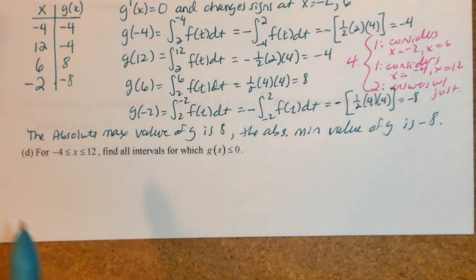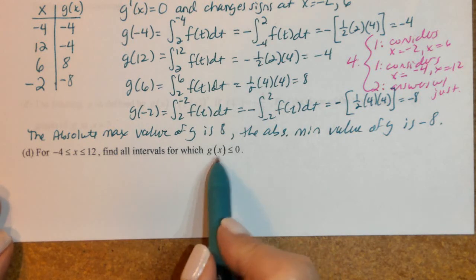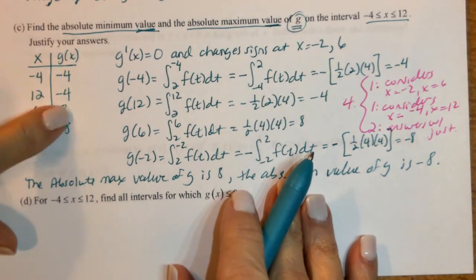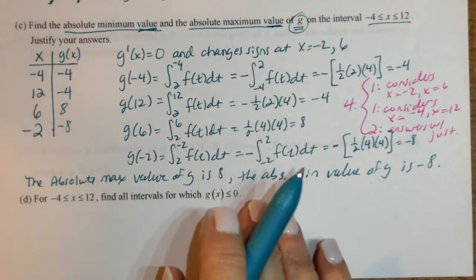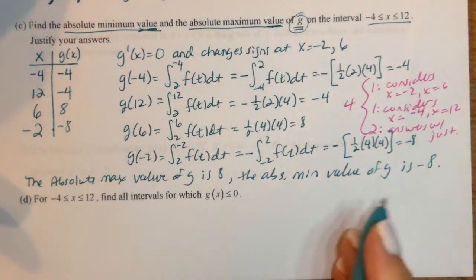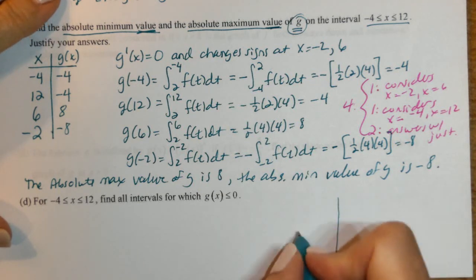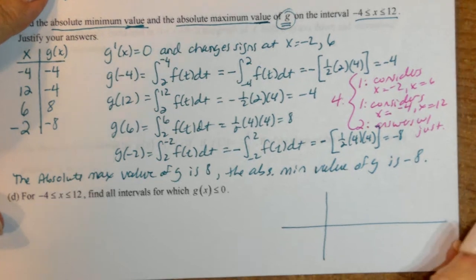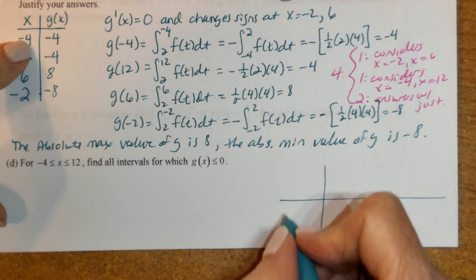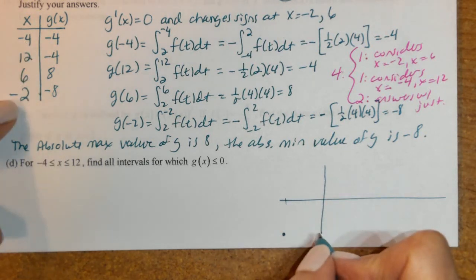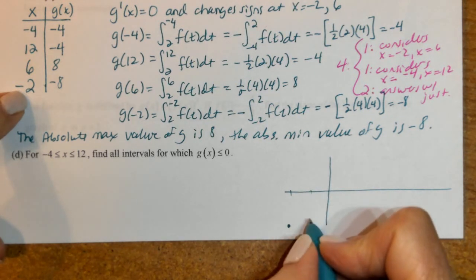All right, for part D, it says on this interval, find all the intervals for which g is negative. Up here we have a little table for g, and we do have a lot of negative values. Let's see if we can reason this out. In fact, I might just come over here and sketch a little graph from negative 4 to 12. I know at negative 4 I'm negative. In fact, I'm negative 4. And then at negative 2, I go down even lower. I'm down here at negative 8 when I'm at negative 2.